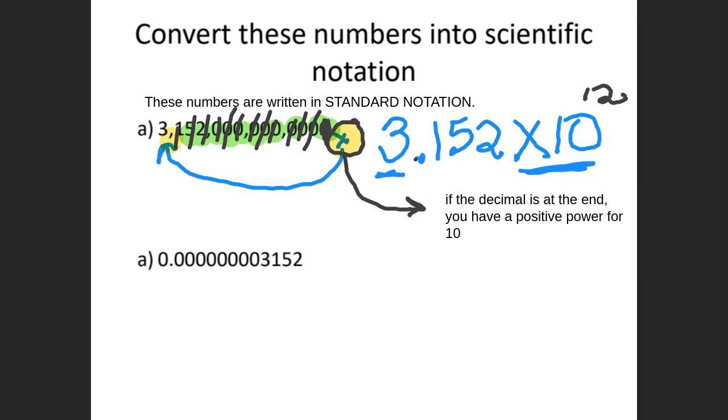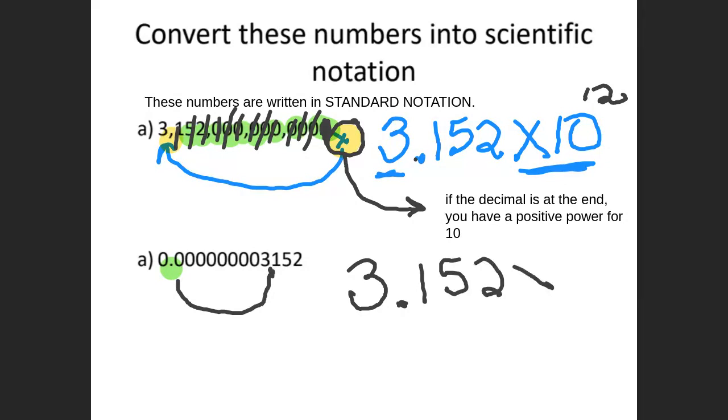Now we're going to do something a little different with B. Decimal this time is showing. The decimal is right here. We need to move this decimal so that it sits between the 3 and the 1. Why does it have to sit between the 3 and the 1? Because I need one non-zero digit to the left of the decimal point.